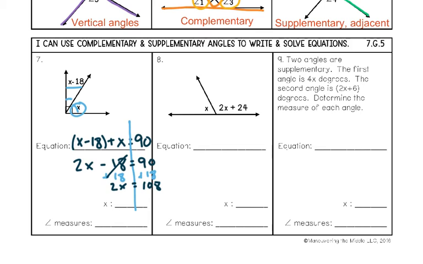And now I'm going to do one more inverse operation so that I can fully isolate my variable. I want to get the x all the way by itself. So I see it's a 2 next to an x. That means it's being multiplied. So I'm going to divide to get rid of it. And if I do it to one side, I have to do it to the other side.